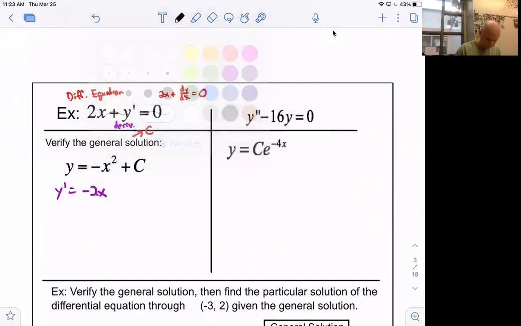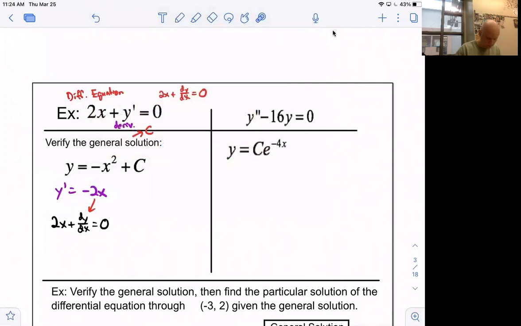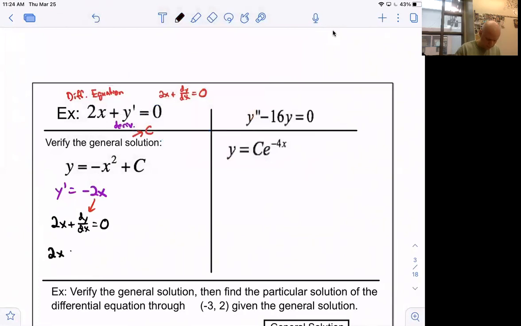So I'm going to take my differential equation here, and plug negative 2x, my derivative, into the derivative spot. And what we end up with is 2x plus negative 2x equals 0. And the goal is to see if this is true. And indeed it is. 2x plus negative 2x is 0, and 0 equals 0. So yes, this is a solution. Verified. All right, good deal.